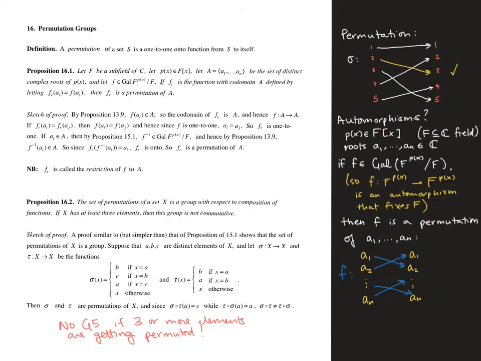So, do we have G5? Do we know that permutations commute with each other? Alas, we don't if the size of our set X is 3 or more.